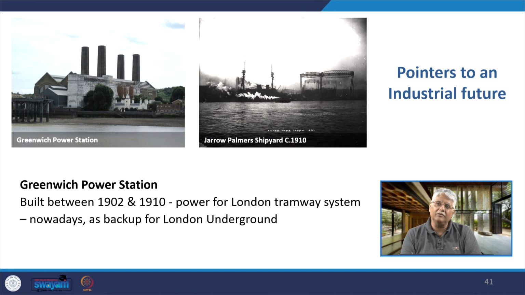And thus it was a pointer to the industrial future, like the actual construction of the Greenwich Power Station built between 1902 to 1910, which used to power the tramway system of London. Nowadays it is a backup for the London Underground.